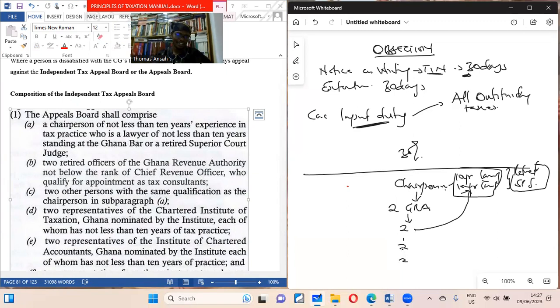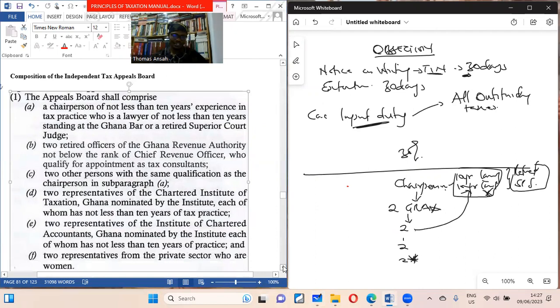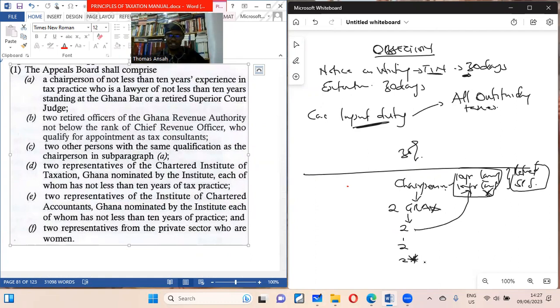All right, but if you look at these things carefully, CITG runs here, CITG runs here, CITG runs here. So it means that you have to be a CITG. All right, so that is that. Then any other two representatives from the private sector who are ladies. So we have 11 members of that board.